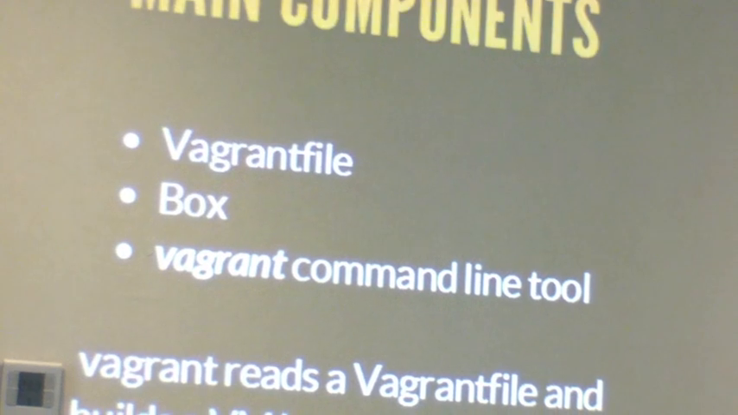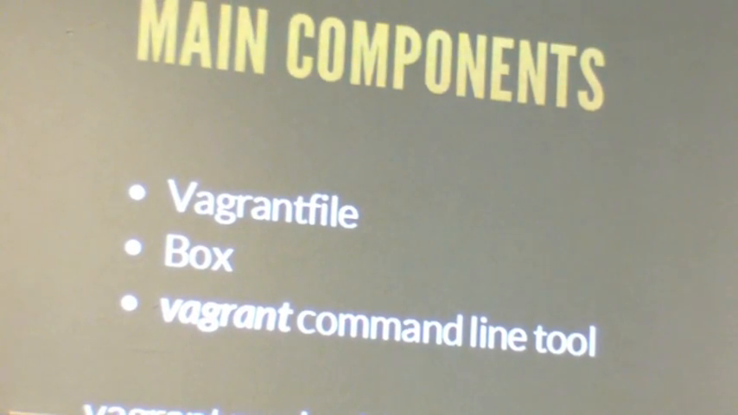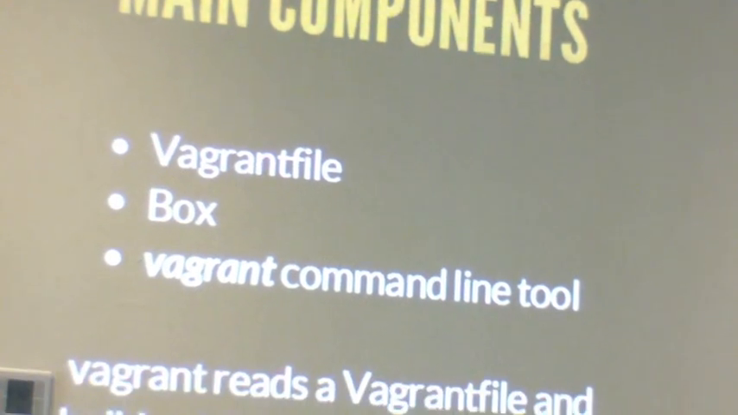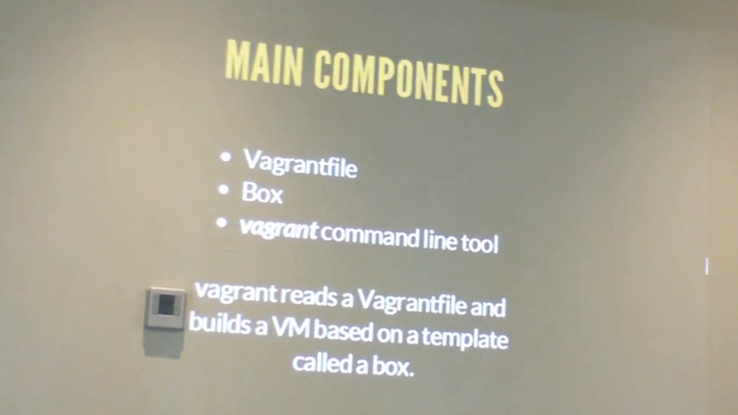So there's three main components. There's a Vagrantfile, the Vagrant box, and then obviously the Vagrant command line tool. The command line tool is heavily Git based, so everything's done by the command line. You never need to leave the command line to manage your Vagrant instances. And then just a bit of a summary: Vagrant reads a Vagrantfile and builds a VM based on a template called a box.